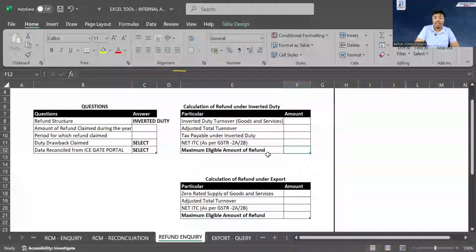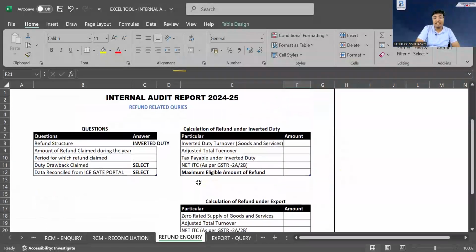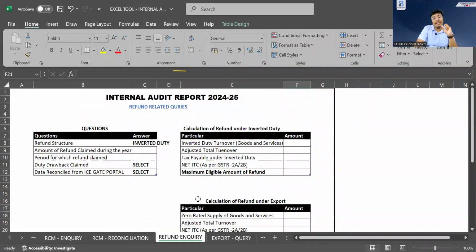Okay. Calculation of refund under export: zero rated turnover, adjusted total turnover and net ITC, and the maximum eligible amount of refund will be there. You just need to put the figures period wise, your refund amount will be there, and you just need to ensure that the maximum amount eligible for refund is the same as we have claimed, or if there is any difference we can take the necessary corrective measures as well. So we just need to go for this type of calculation for refund as well.